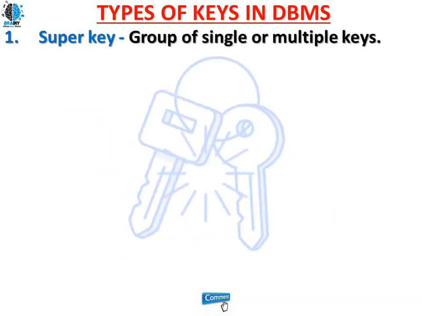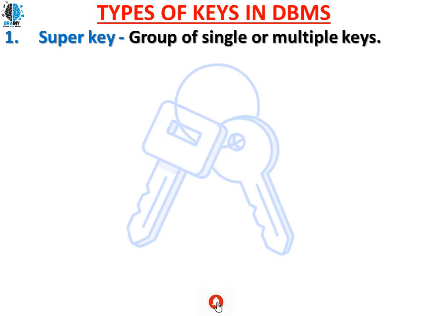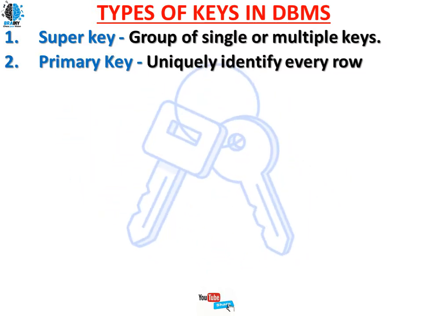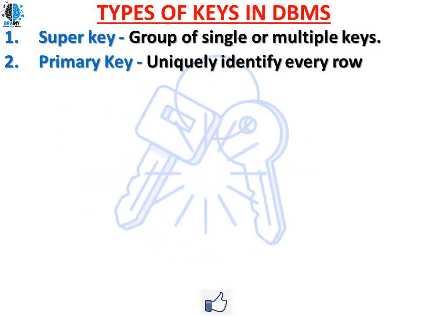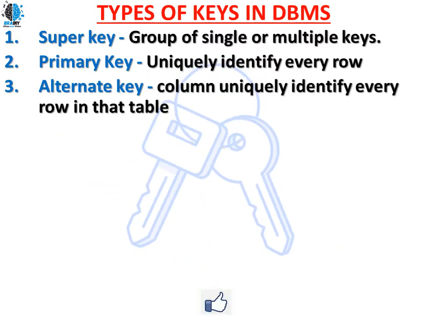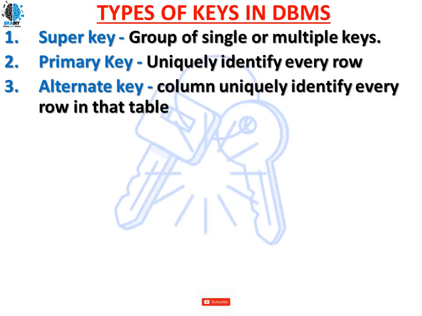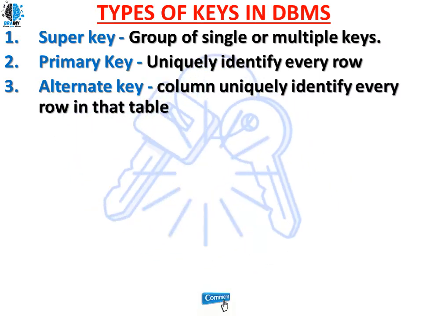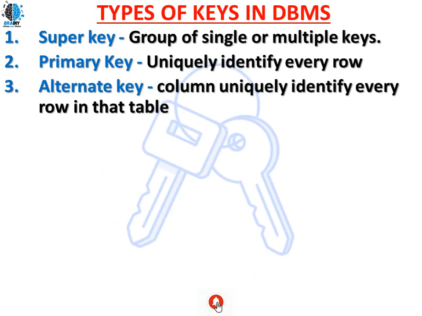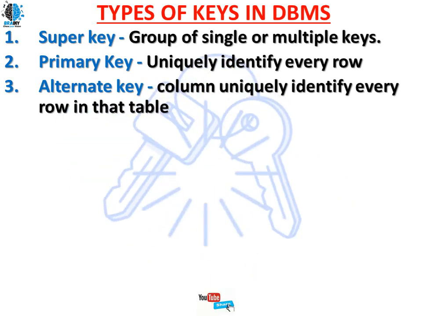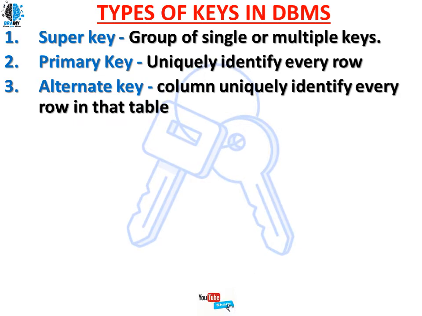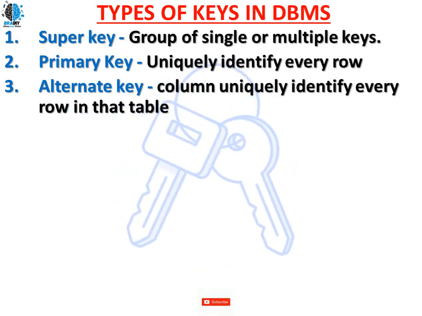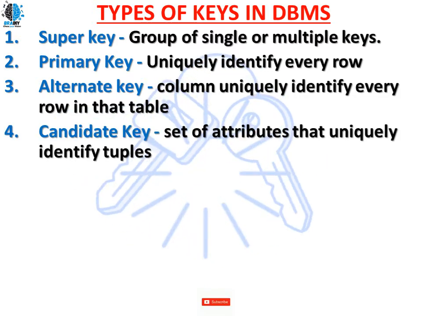Coming to super key. What is a super key? Group of single or multiple keys will be called a super key. Primary key uniquely defines every row in a table. Alternate key column uniquely identifies every row in that table. In detail, we will be learning about the functionality of primary key and alternate key in the coming slides of this video. So it's just a brief about the different keys we have.